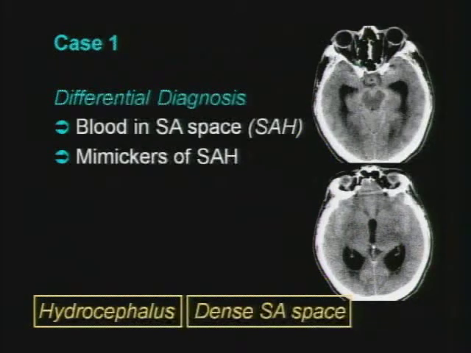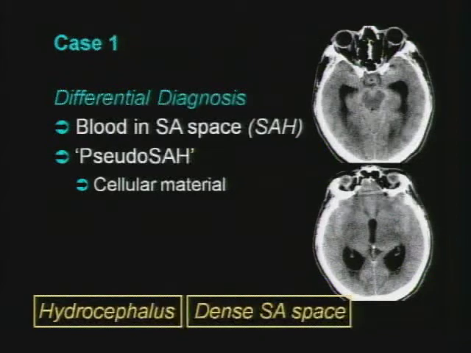The second thing is it could be one of those mimics of subarachnoid hemorrhage, what I call pseudo-subarachnoid hemorrhages, and these have to be in your differential diagnosis. Number one is things like cellular material, so patients who have carcinomatosis. There is cellular debris within the subarachnoid space. Infection, so pyogenic infection, TB, fungal infection, or granulomatous disease like sarcoid can all give you an appearance of dense material in the subarachnoid space.